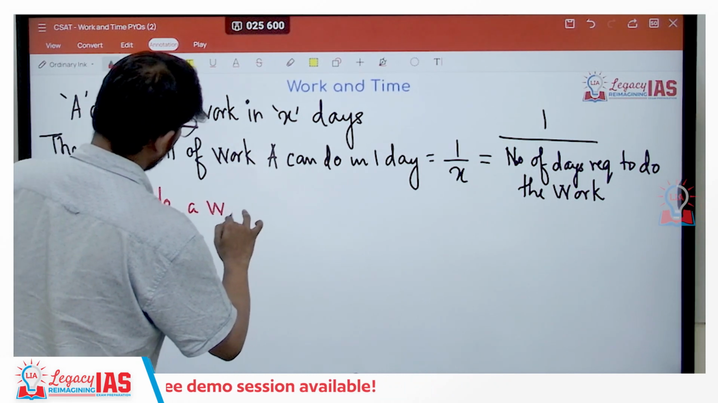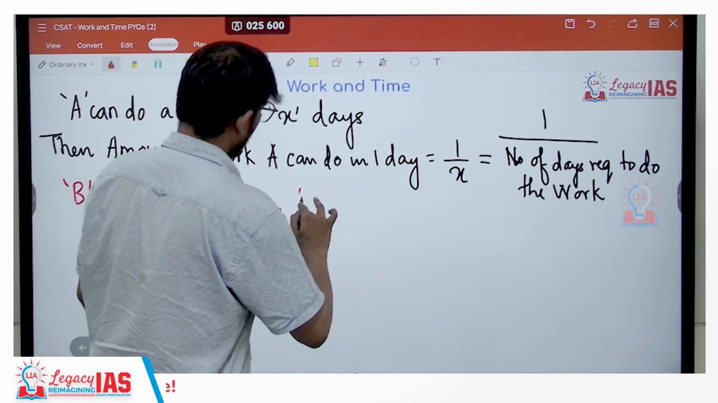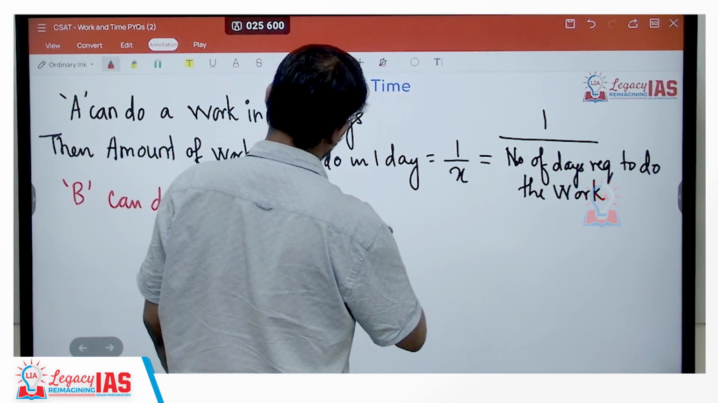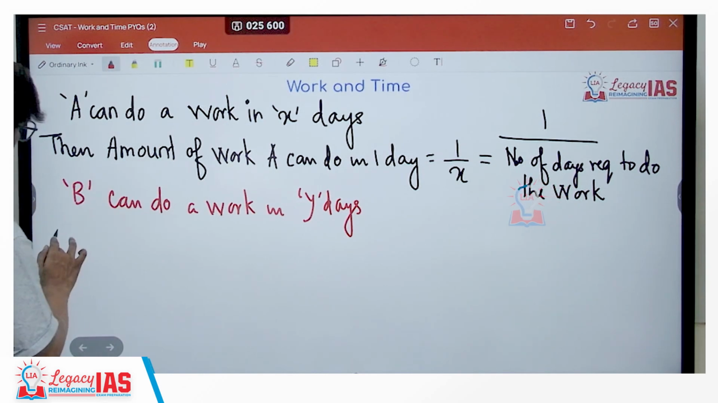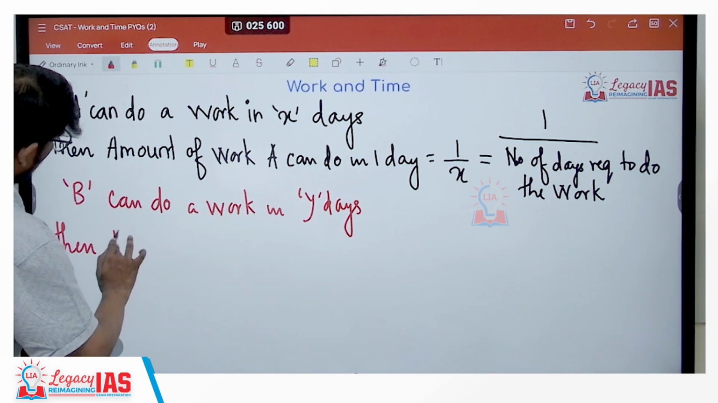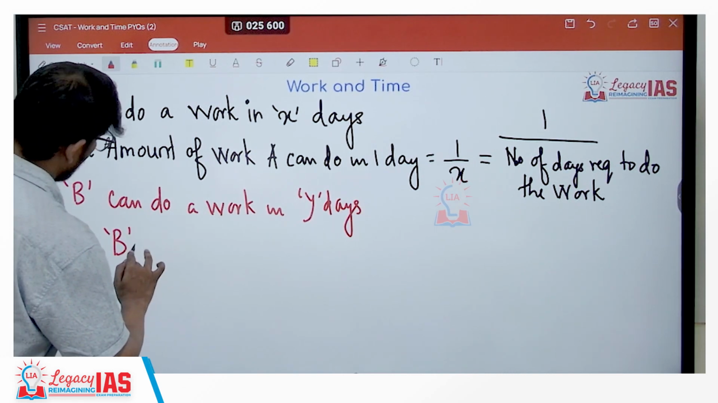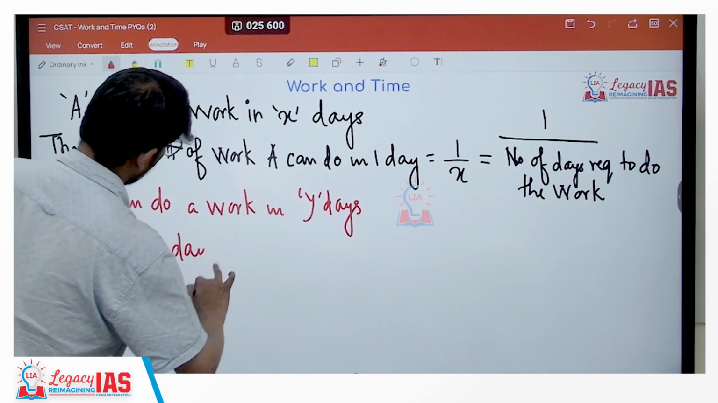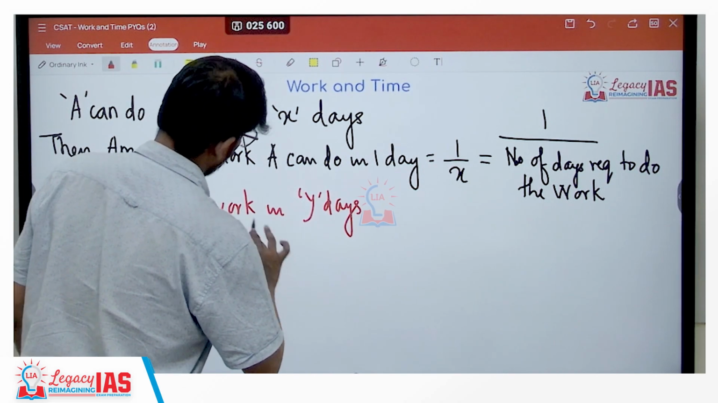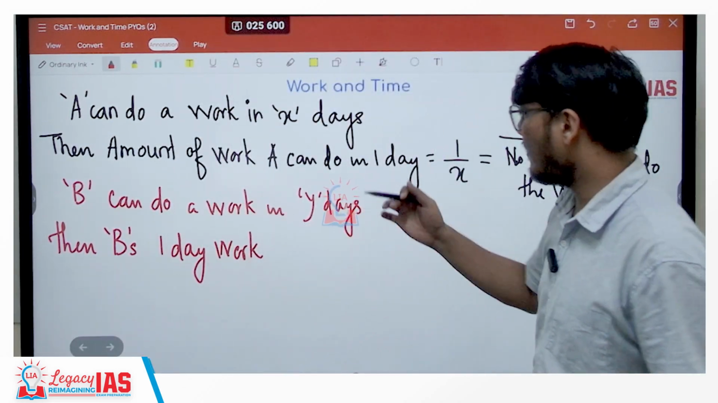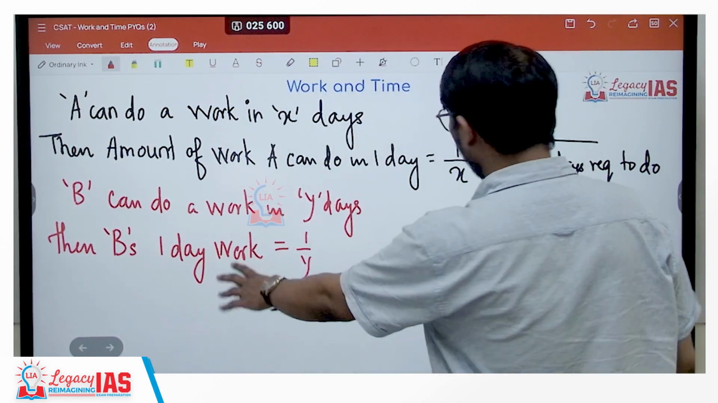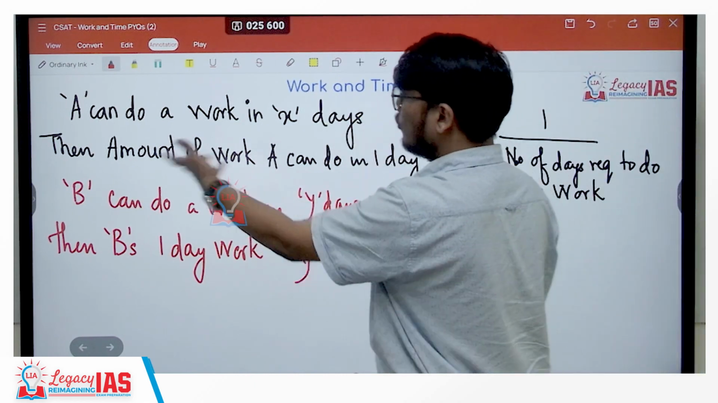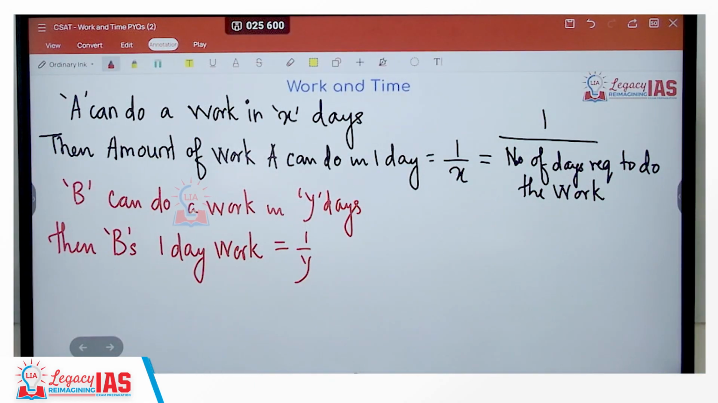a work in Y days, then what will be B's 1 day work? B's 1 day work will be how much? It will be 1 by Y. 1 by Y, that is 1 upon the number of days required to do the entire work. I hope that's absolutely clear. So this 1 day work we have found out.